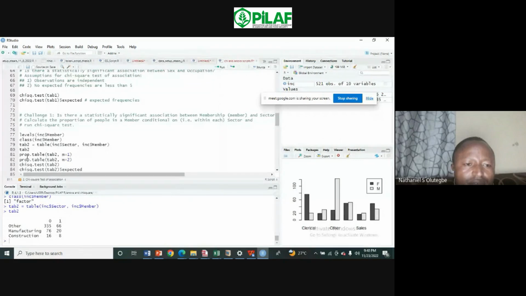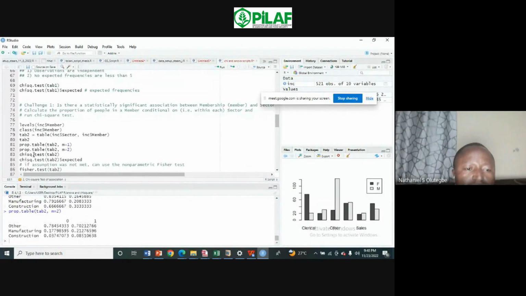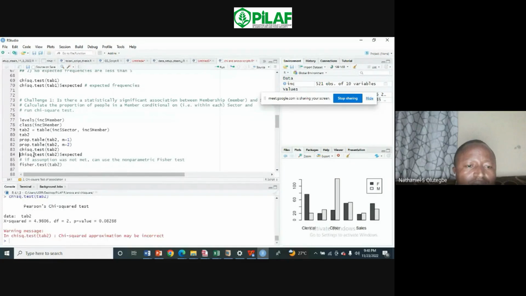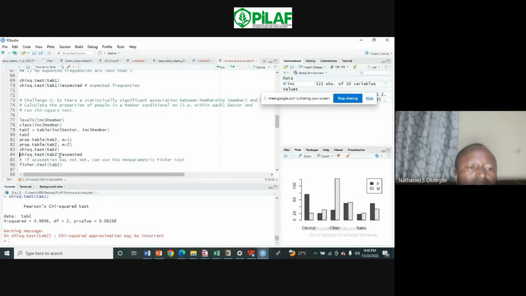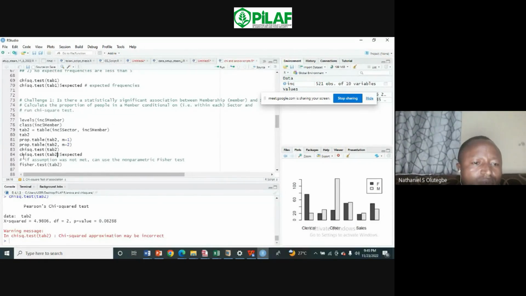Then you have this, tab 2, that's our contingency table, just like we did for the earlier exercise. Then we have chi-square here. Then R is giving us a warning saying that chi-square approximation may be incorrect. And so it suggests that this test is failing at least one of the assumptions. So let's look at what assumptions this is failing.